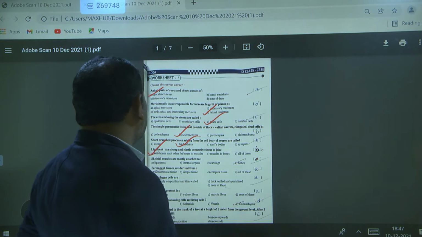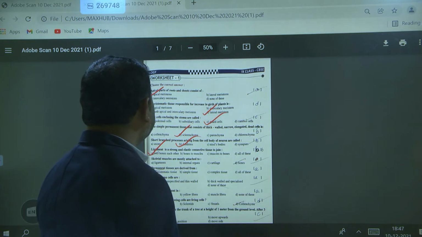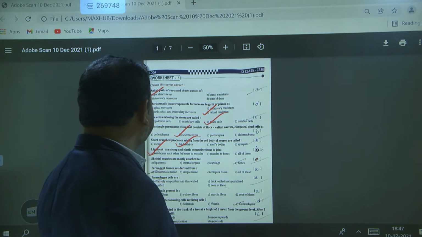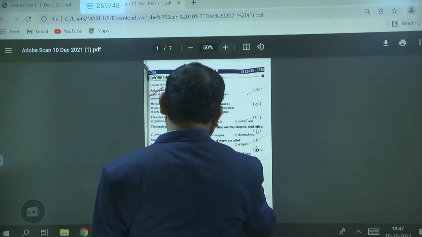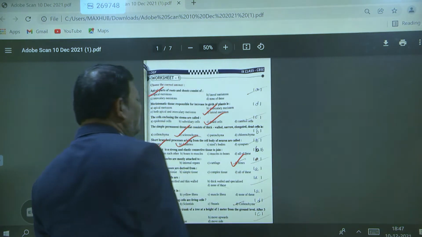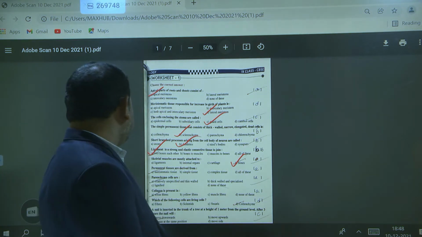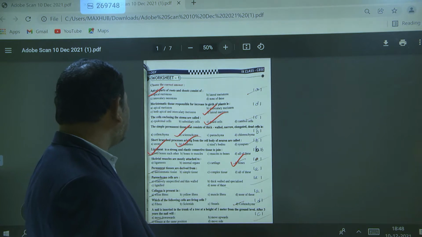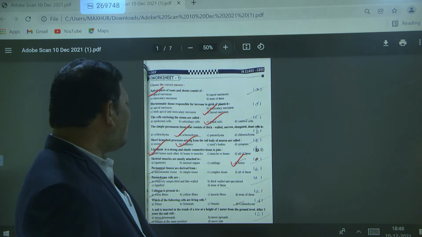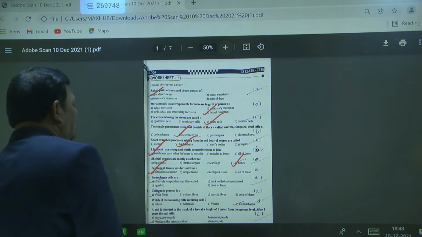Skeletal muscles are mostly attached to ligament, internal organs, cartilage, bones. Attached to what? Bones. Yes, sir. Next, permanent tissue derived from: meristematic tissue, simple tissue, complex tissue, all of these. Meristematic tissue.